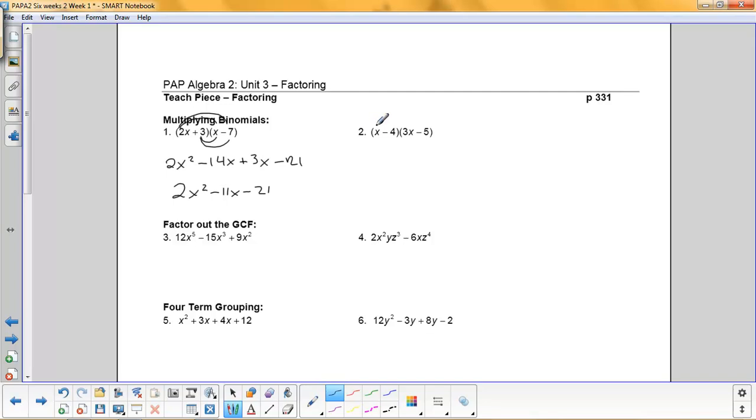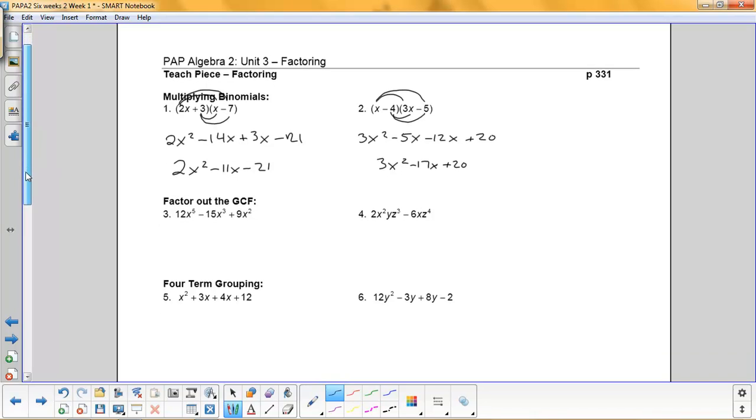Number 2, distributive property. Distribute the first term in the first binomial to all of the terms in the second binomial, and likewise with the second term. Three x squared minus 5x minus 12x plus 20. 3x squared minus 17x plus 20.